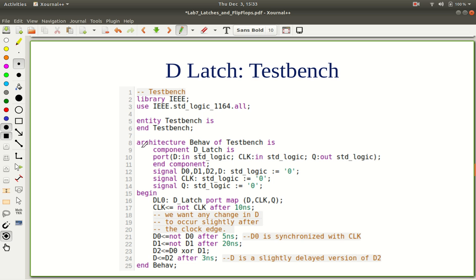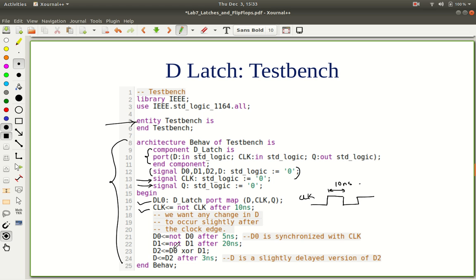So first of all, here is the test bench. This is the entity part, and this is the architecture part. We have first declared the component for our D-Latch, and then we declared some signals. So here is clock, here is Q, and here are a bunch of signals D0, D1, D2, and so on. So why have we used this? Let's see. Initially we create a component for the D-Latch. We create a square waveform on clock of time period 20 nanoseconds. So clock reverses every 10 nanoseconds.